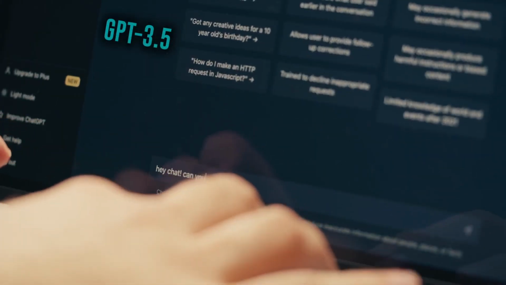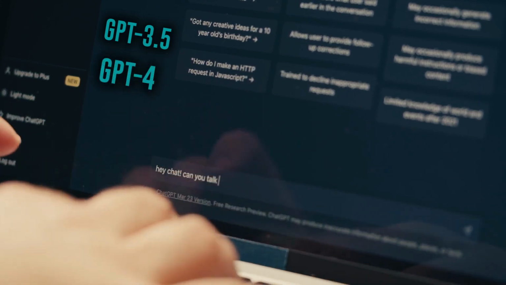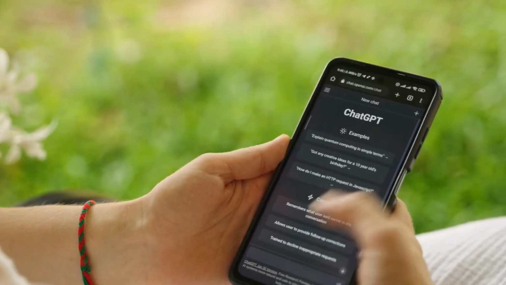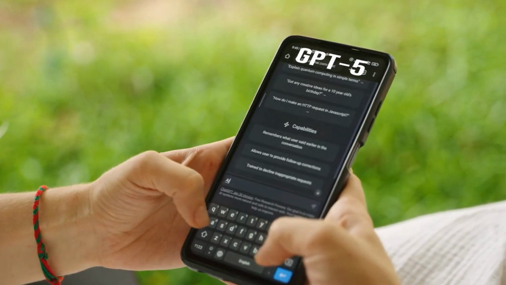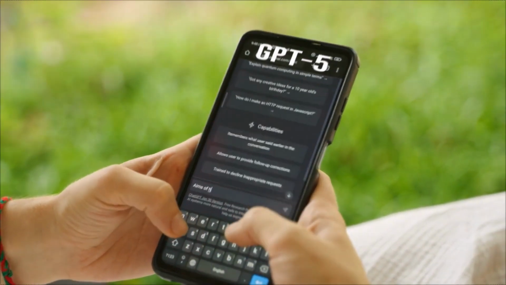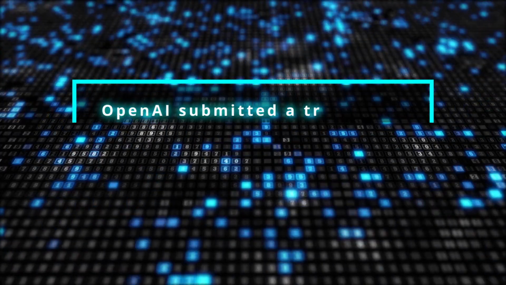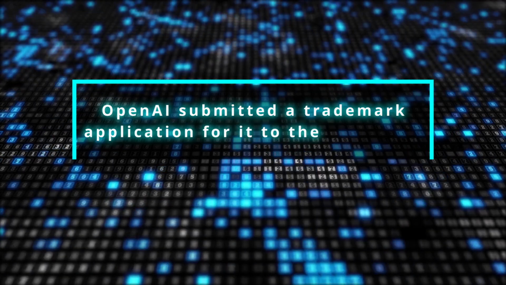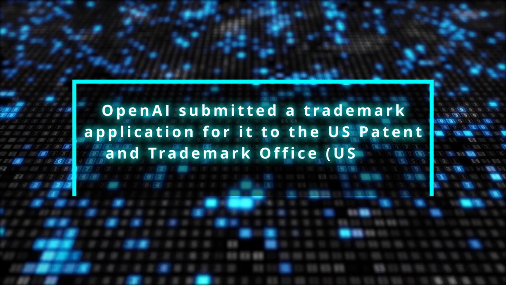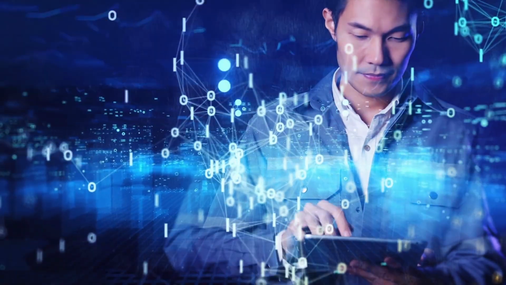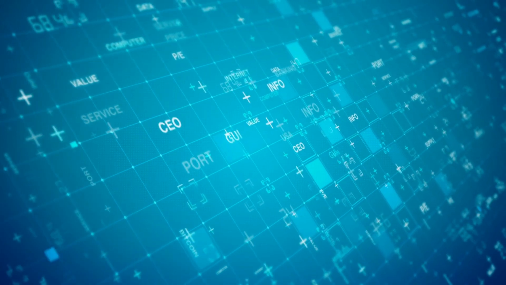Following the releases of GPT 3.5 and GPT-4, the next significant language model from OpenAI is anticipated to be GPT-5. This model will be the fifth in the GPT series. Despite the fact that there is very little information available about GPT-5, OpenAI submitted a trademark application for it to the United States Patent and Trademark Office, the USPTO, in July of 2023. This application encompasses a large variety of AI and language modeling technologies, which is an indication that OpenAI is actively working on developing it.